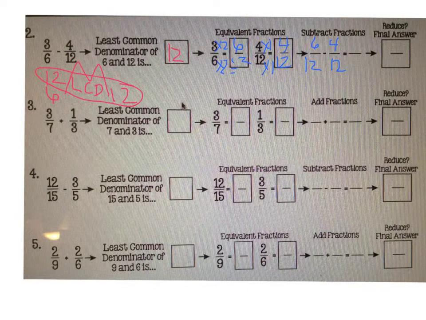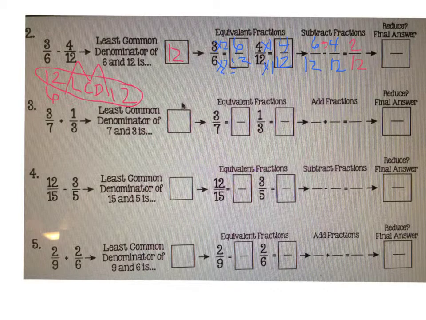But is it truly a new problem? No, because it's equivalent. So it's the same thing, but now our denominators match and we're able to subtract. So we say 6 minus 4, which is 2. And then we know that when we add and subtract fractions, our denominator never ever changes. So it stays 12 because that's representing the size of our pieces. So we're saying 6/12 minus 4/12 equals 2/12.